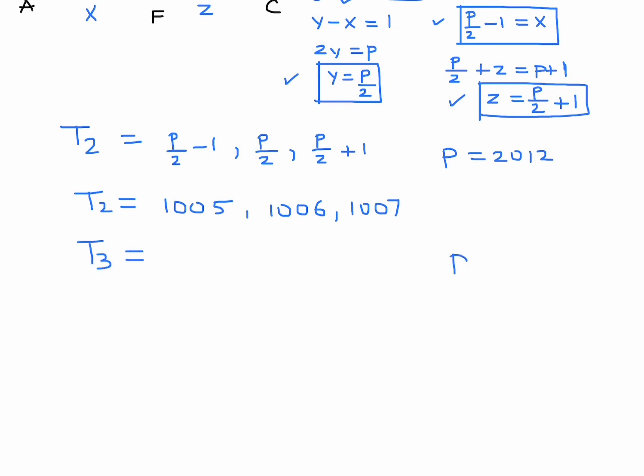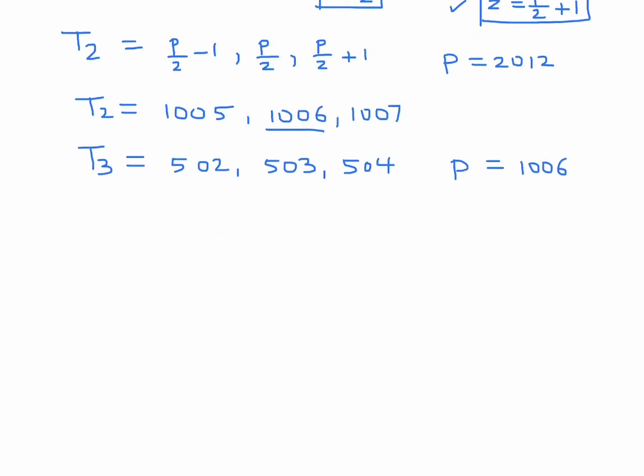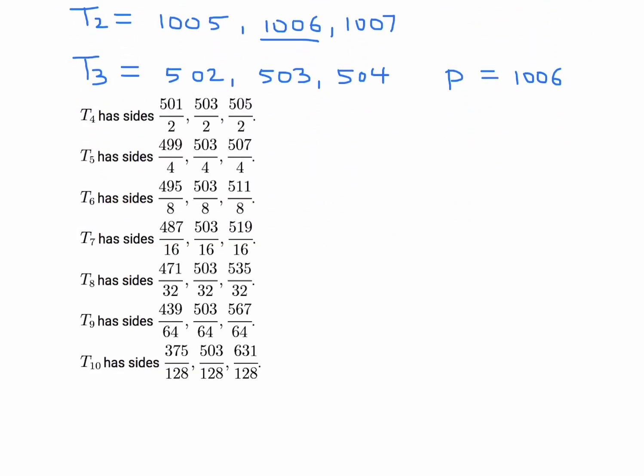So now we turn our attention to T3. This time, we're not using P equals 2012. We're using this middle number, 1006. If you do that, you get 502, 503, and 504. And you continue like this, and you get all these values for T4, T5, all the way up to T10.